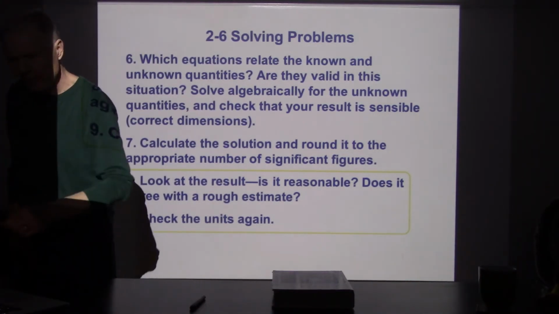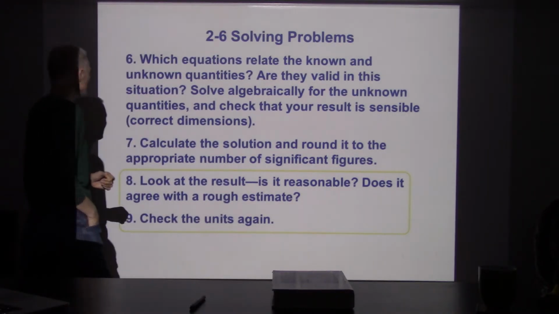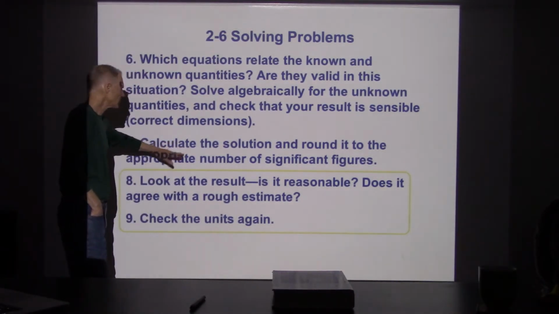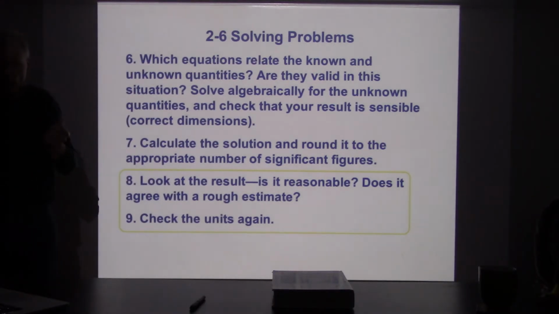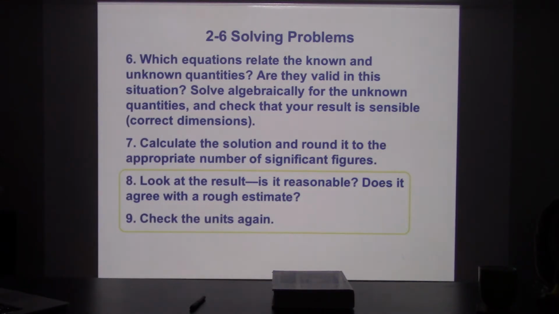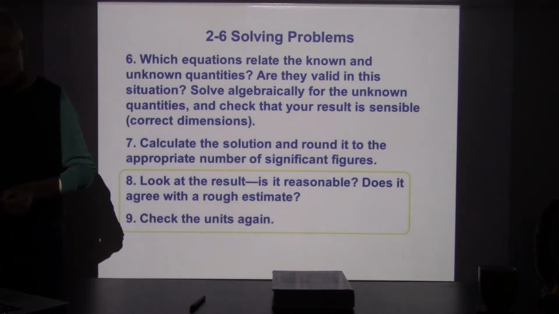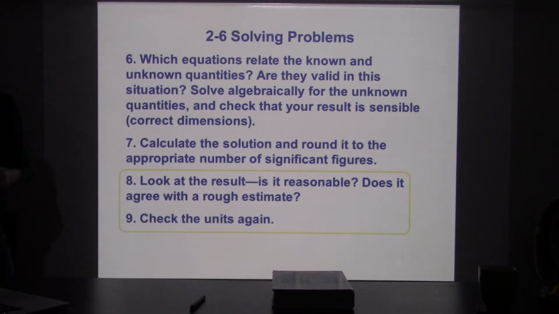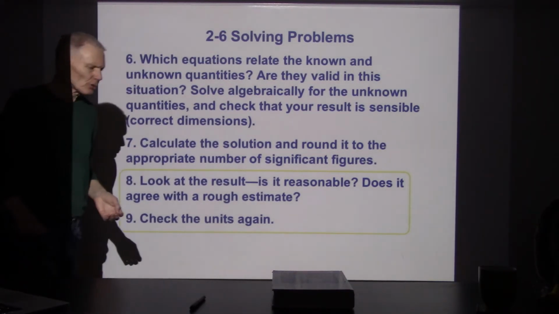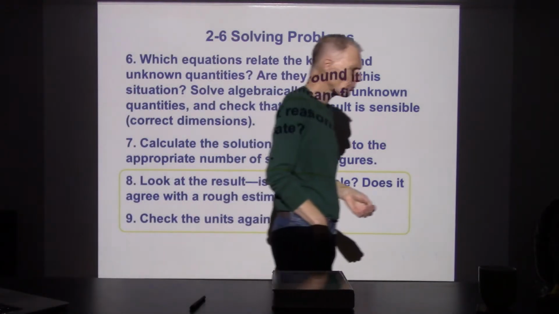On number 7, it says calculate the solutions and then round to the appropriate number of significant figures. And I'm going to say you can get away with one additional significant figure. And then look at the results. Is it reasonable? Does it agree with what you would think of as being a rough estimate? Sometimes in physics there are surprises. The answers are very surprising.